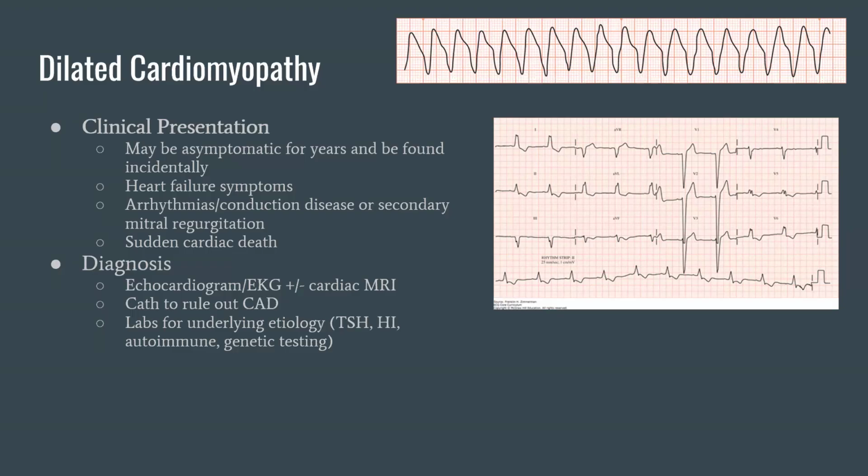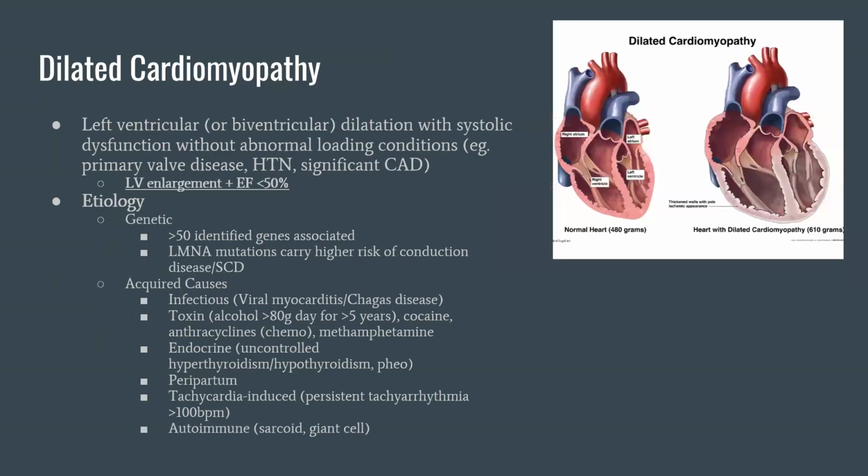And then diagnosis for this, you're going to get an echo, an EKG, plus or minus a cardiac MRI. The cardiac MRI can kind of hint to you what's causing the cardiomyopathy. So if it's autoimmune, sarcoid might show up on the cardiac MRI. If it's scarring, that might show up on the cardiac MRI.